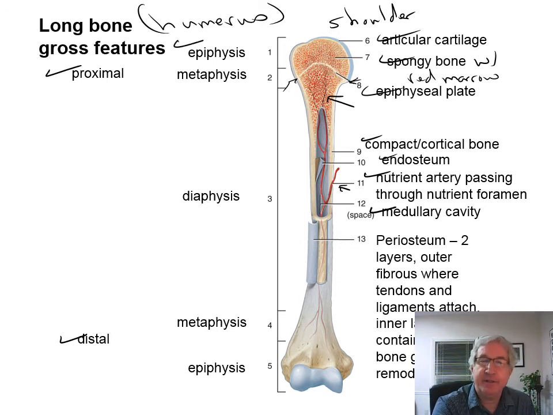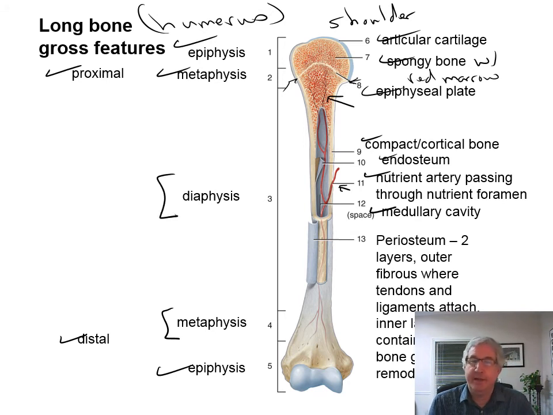So here's the epiphysis on the end. Here's the epiphysis on the other end. Metaphysis is this section kind of around the epiphyseal plate or epiphyseal line. So here's the metaphysis down here. It's where the epiphysis and the diaphysis come together. The diaphysis is the middle section, denoted by number 3 here. Metaphysis is number 2 and number 4, with epiphysis being number 1 and number 5. So there you go. All right, next slide.